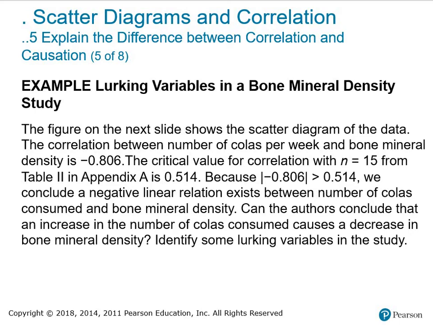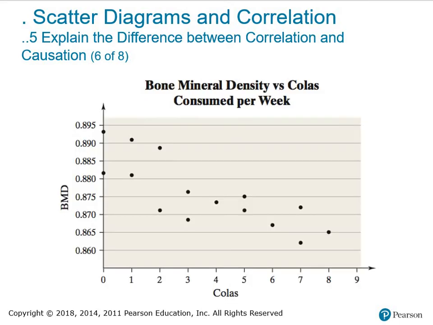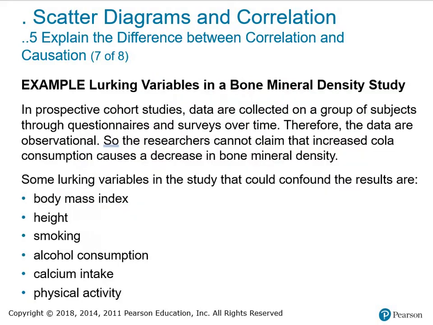Let's identify some lurking variables in this study and see if that is the case. So this is the scatter diagram of the previous data. In a prospective cohort study, data are collected on a group of subjects through questionnaires and surveys over time. Therefore, the data are observational. So the researchers cannot claim that increased cola consumption causes a decrease in bone mineral density.